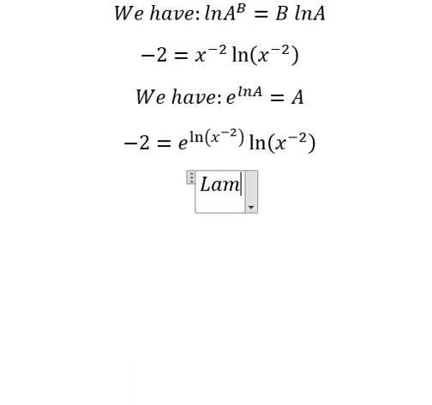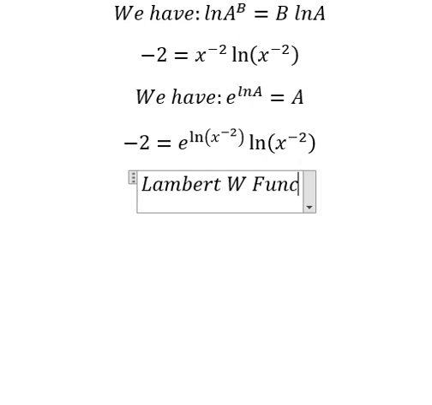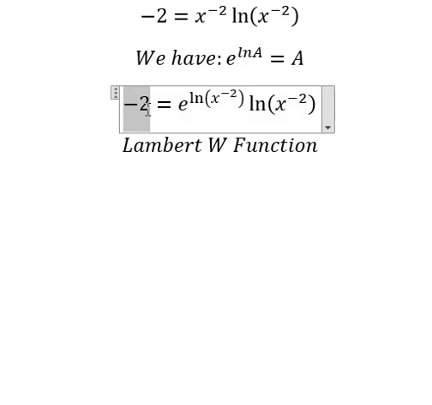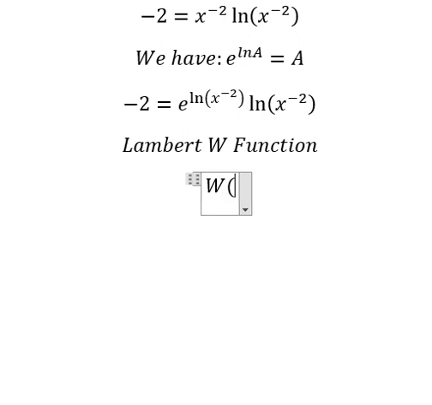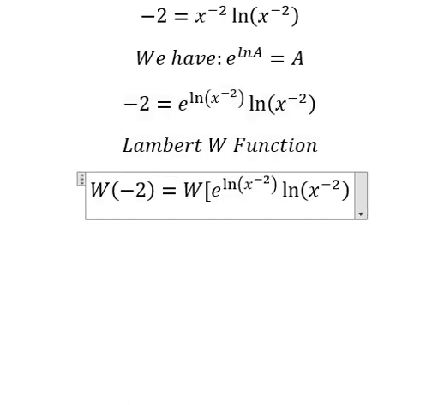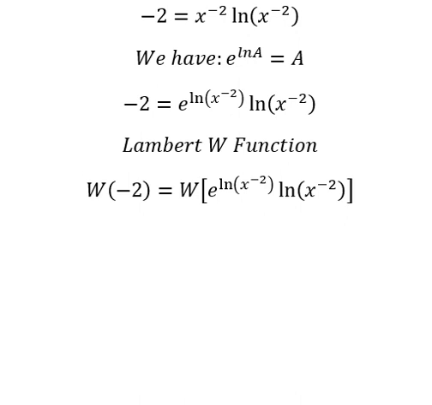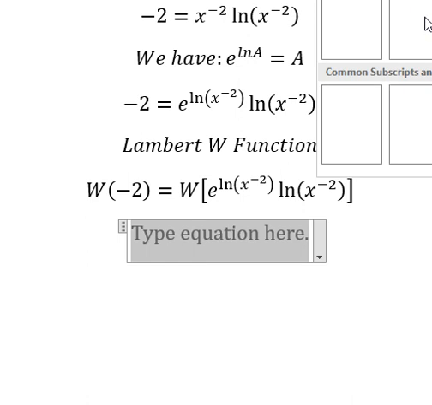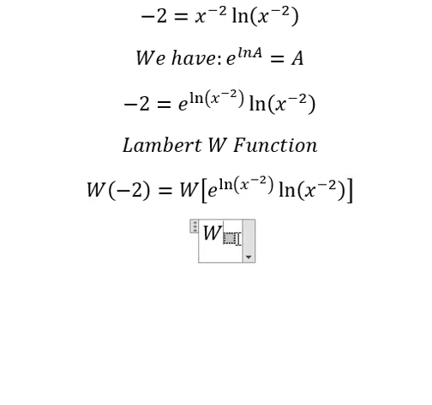That is about the Lambert W function. So because we have negative 2, that means we have two solutions. The first one is W of negative 2 equal to W of this one. And the second one is W of negative 1. Negative 2.